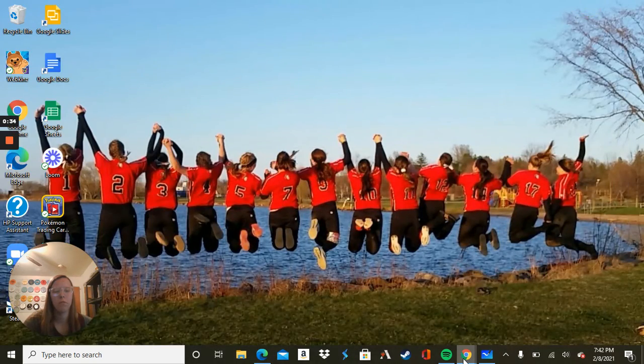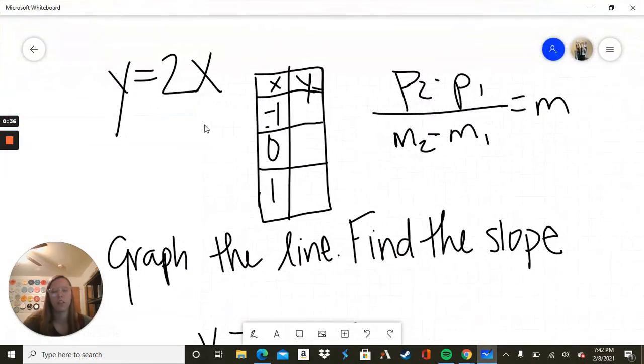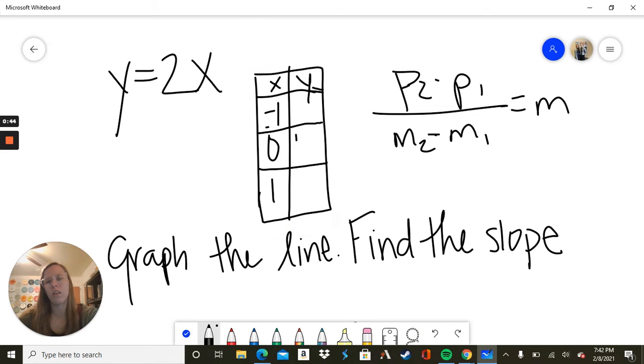So we have y equals 2x. We're going to find y for -1. So 2 times -1 is -2. 2 times 0 is 0. 1 times 2 is 2. Okay, so we're going to graph that.